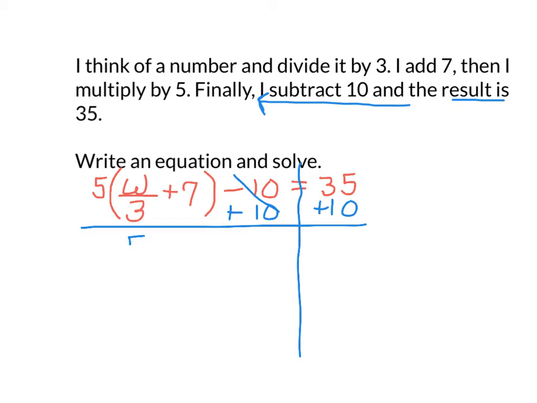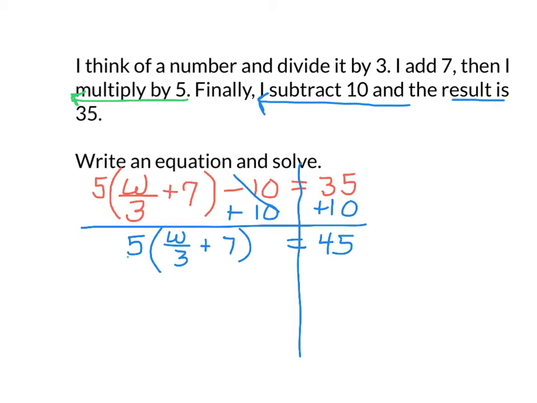That's going to add to 0. So on the left, I still have the 5. I still have the parentheses and the w over 3 and the plus 7. On the right, though, 35 plus 10 is 45. So I've undone the subtracted 10. Let's see if I go in reverse order again. Next thing in the problem was multiplying by 5. Well, the opposite of multiply by 5 is divide by 5.